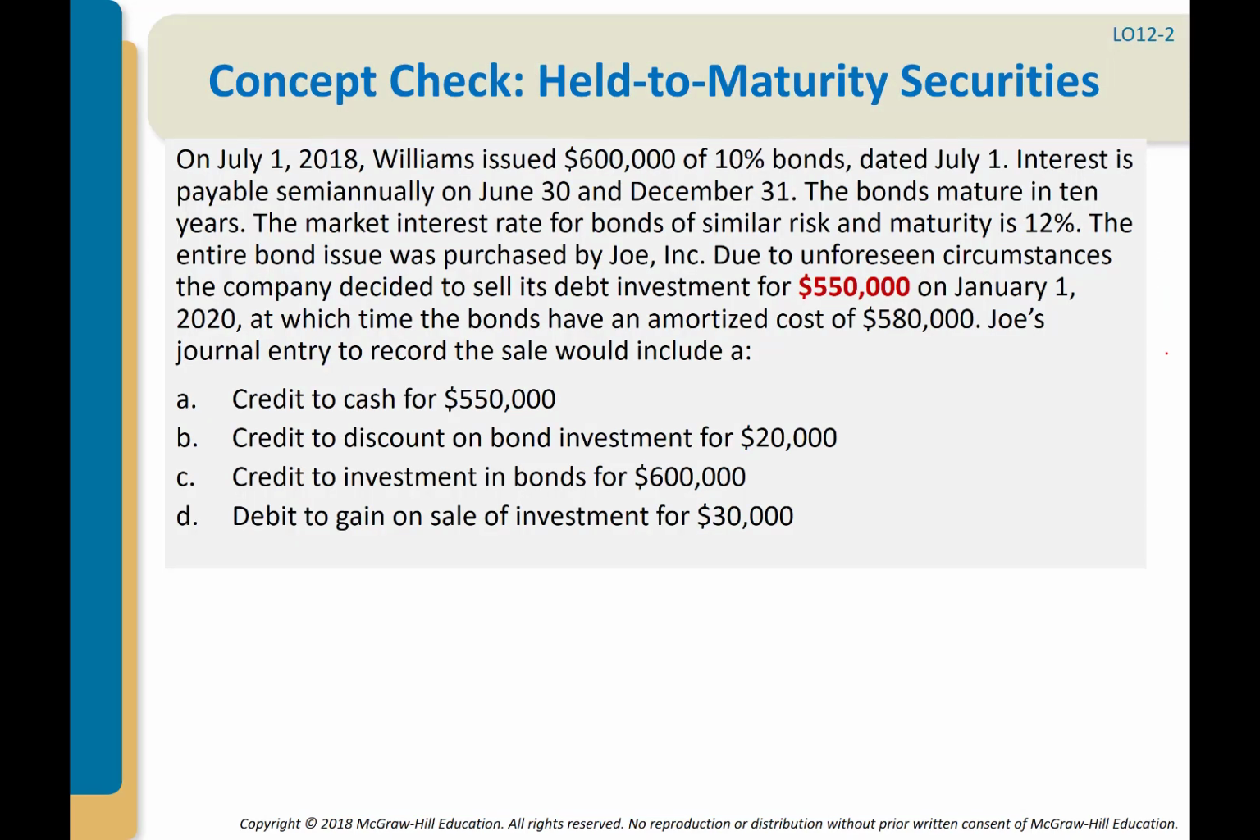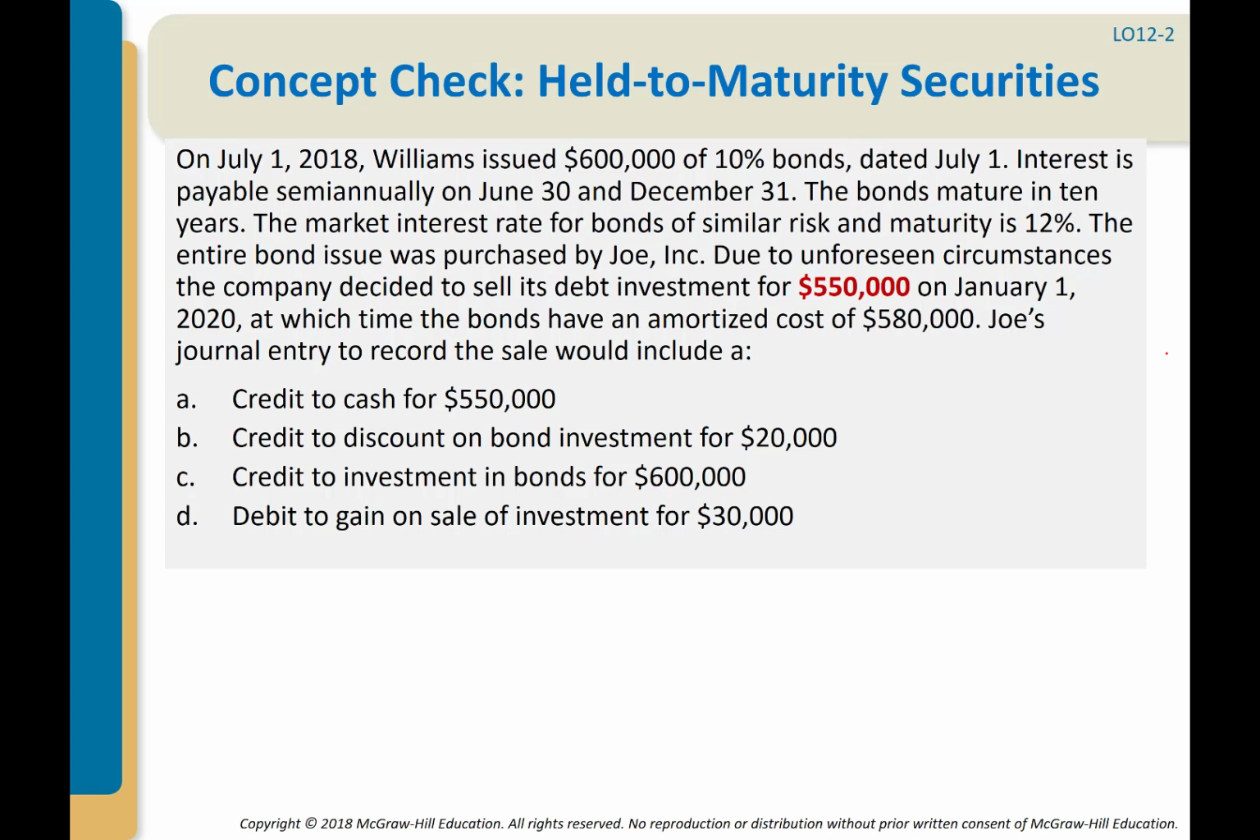Let's go ahead and take a look. July 1st, 2018, Williams issued $600,000 of 10% bonds dated July 1st. Interest is payable semi-annually on June 30th and December 31st. The bonds mature in 10 years. The market rate for bonds of similar risk is 12%. Is this bond going to issue at a premium or a discount? The stated rate is 10%. The market rate is 12. This bond's going to issue at a discount, less than face, right?